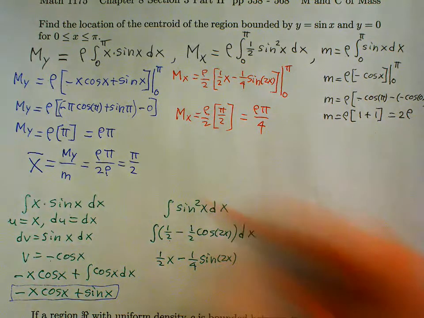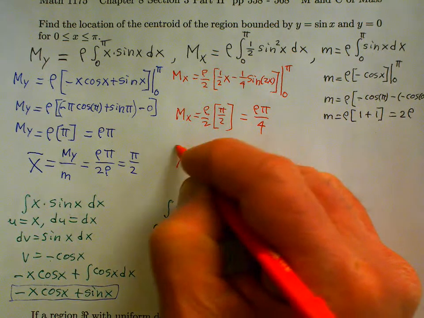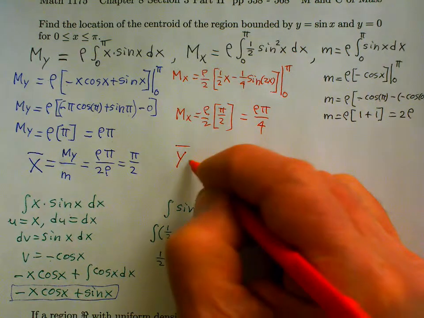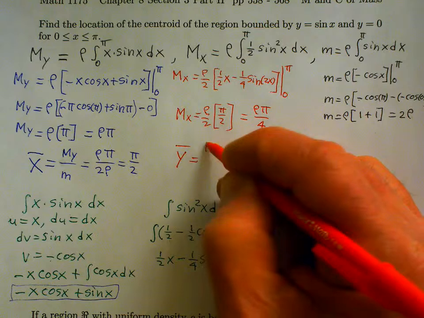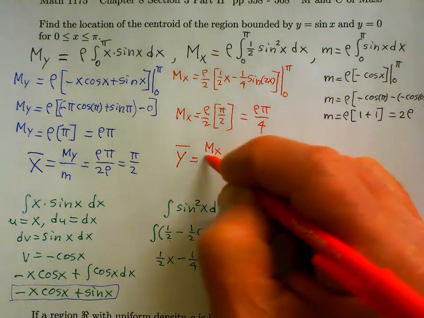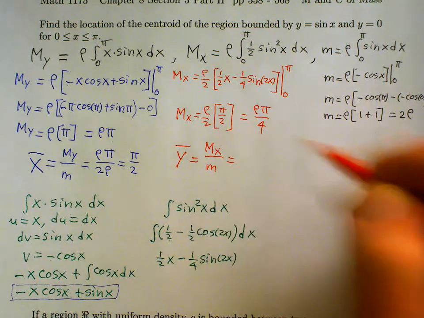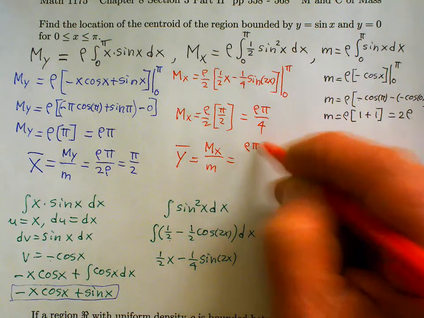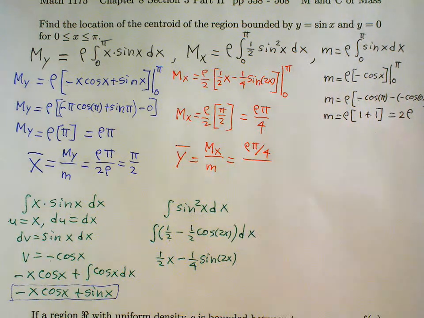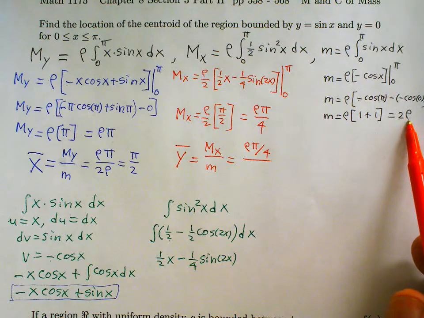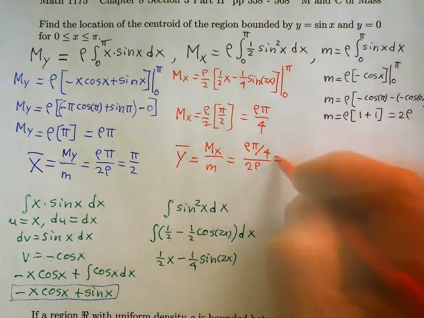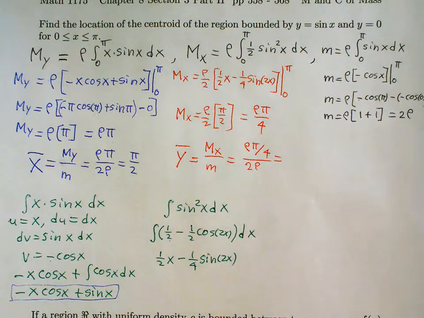And now we can write the y-coordinate of the centroid. It's the moment of the region about the x-axis divided by the mass. So this is rho times pi divided by 4 divided by 2 times rho. The rho's cancel. Pi over 4 divided by 2 is pi over 8.